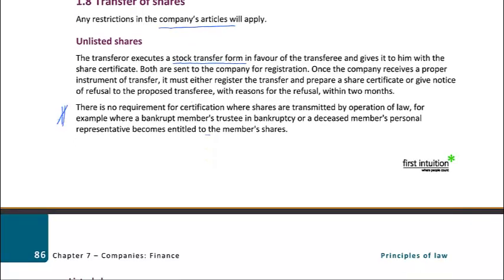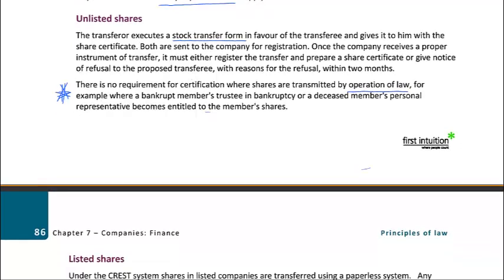Again, I've seen the examiner test this. It's a mean question, but if your shares are transferred on bankruptcy or death, then they don't actually get transferred using a stock transfer form. It happens, as we say, by operation of law. That means they are automatically deemed to belong to the donee, the successee, if you like, successor even, and therefore you don't need documentation for that.